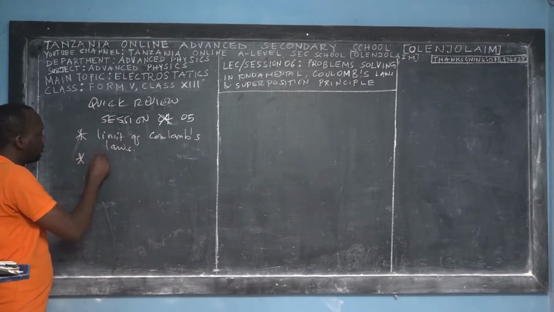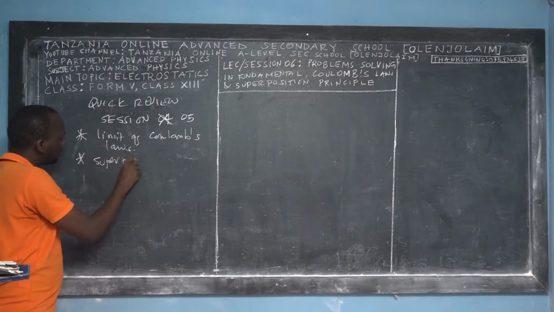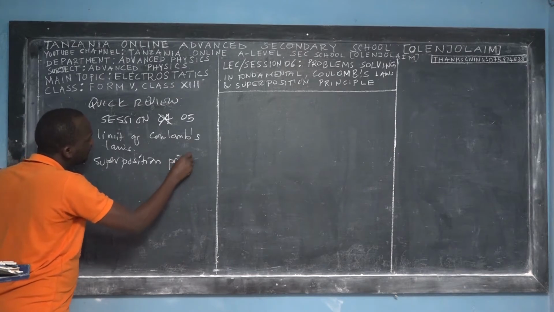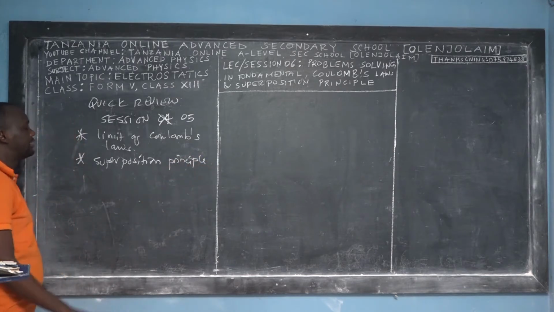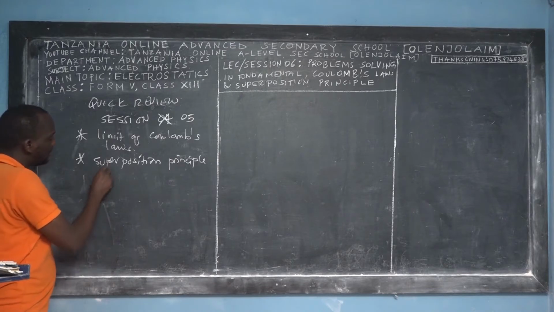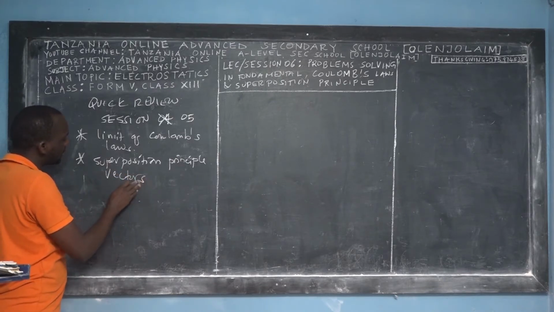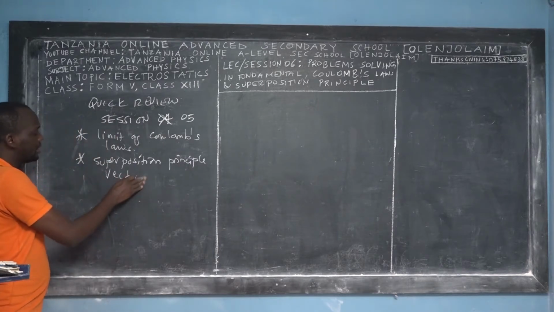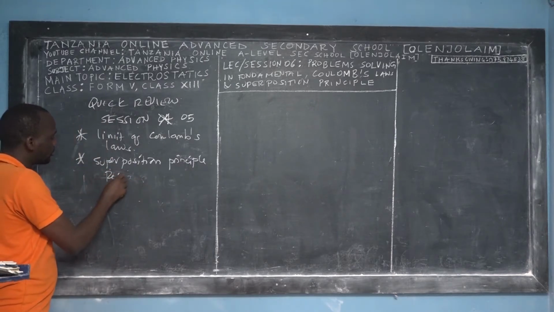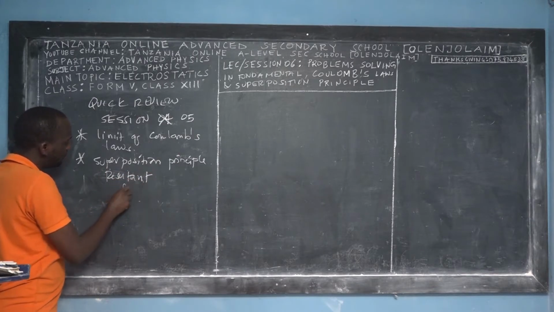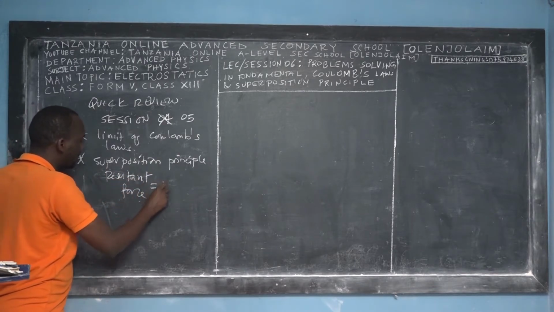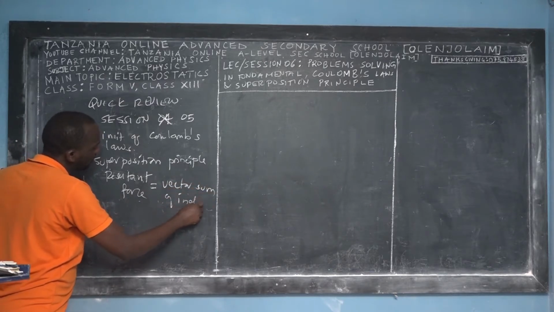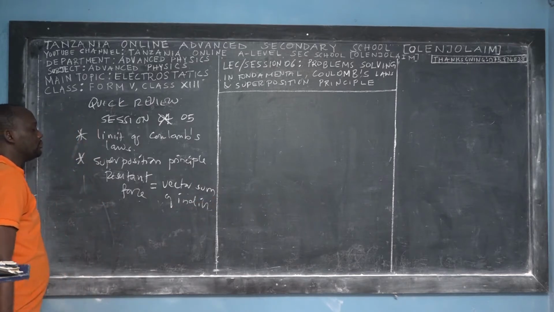Then I presented the superposition principle. I stated it in 2 ways or 2 styles. That's a very important principle. Basically, if you have one positive charge surrounded by several charges, the resultant force is the vector sum of the individual forces.